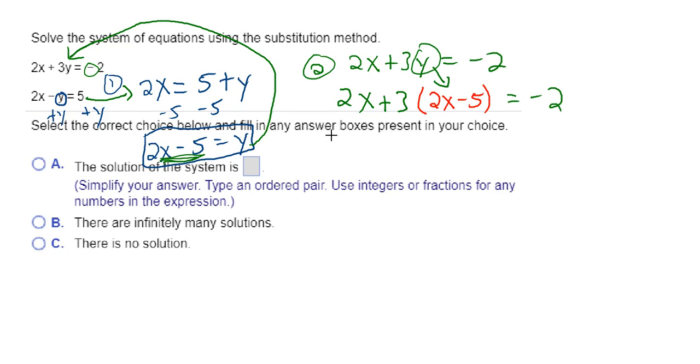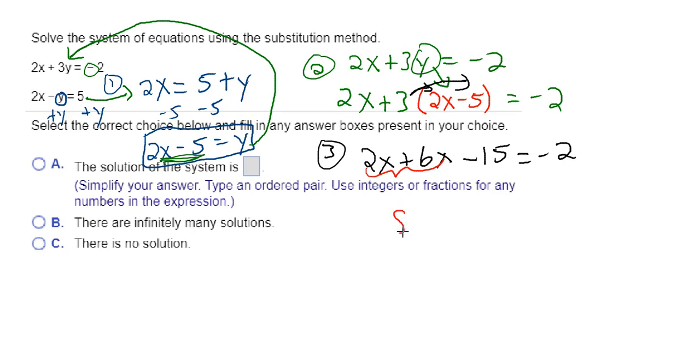All right, now we're going to solve this equation. This is step 3. We distribute the 3 to the parentheses, so we get 2x plus 6x minus 15 equals negative 2. We'll combine like terms, and this time the variables don't cancel out on us like the last two examples. So we actually will get a solution here. We will add 15 to the other side, and we'll get 8x is equal to 13. And as I mentioned, I had a feeling about this.